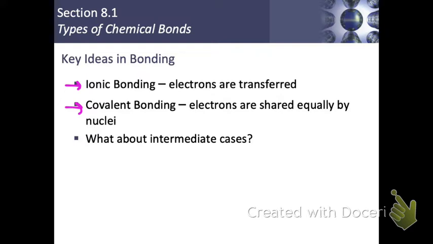I want you to think about this. Where would I see a covalent bond that is shared perfectly between the two atoms? They're the same. That's right. The same atom, particularly. So H to H would be a perfectly nonpolar covalent bond, right? O to O, perfectly nonpolar covalent bond. Why is that? Their nuclei are the exact same.